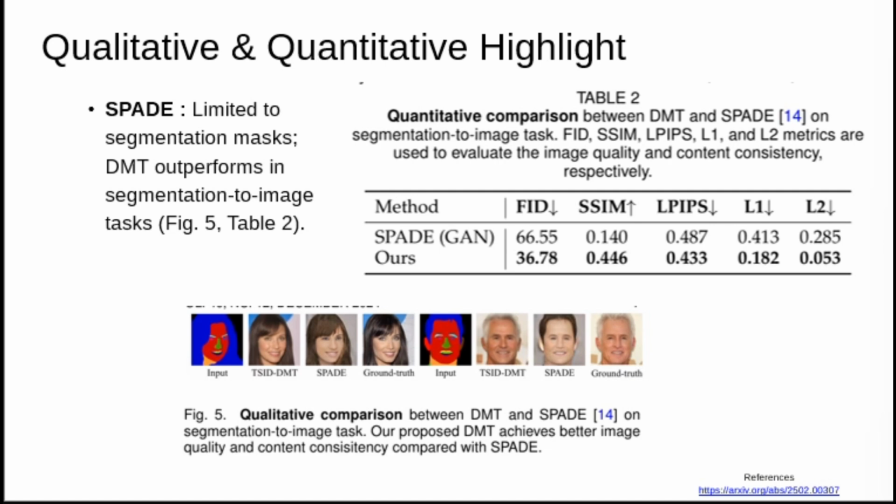The other scores, LPIPS, L1 and L2 values, are also significantly lower, measuring fewer perceptual and pixel-wise errors, making it an overall better generation. If you look at Figure 5, SPADE's output often has blurry faces and artifacts, especially around hairlines and eyes. DMT, on the other hand, sharpens textures, adds realistic lighting, and maintains accurate face shapes.